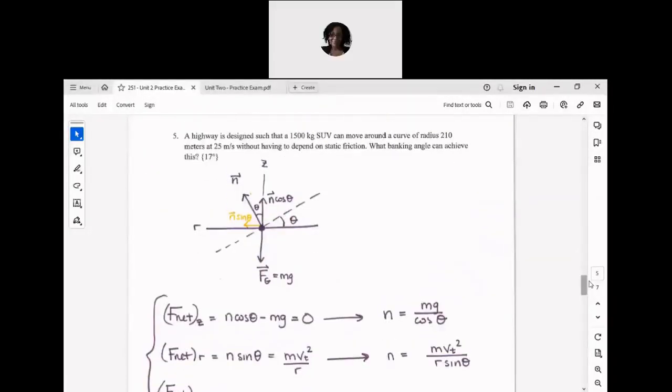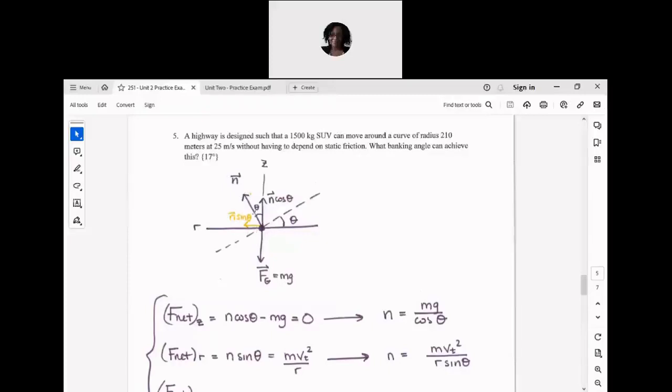Now on to number 5. A highway is designed such that a 1,500 kilogram SUV can move around a curve of radius 210 meters at 25 meters per second without having to depend on static friction. What banking angle can achieve this? So a banking angle or a banked road problem can sometimes involve static friction being present. There are two different free body diagrams that show up in our notes for Chapter 8, Part 1 that show those two scenarios, but this is the case where static friction is not present.